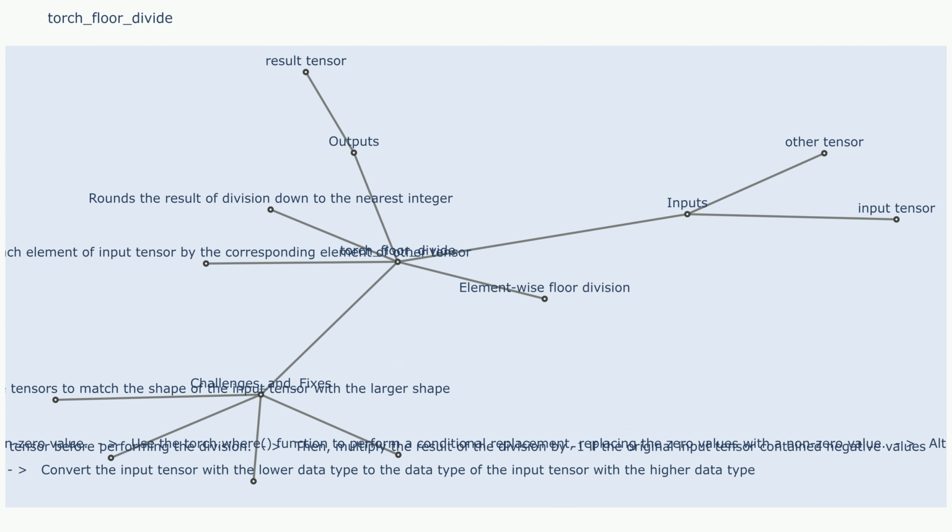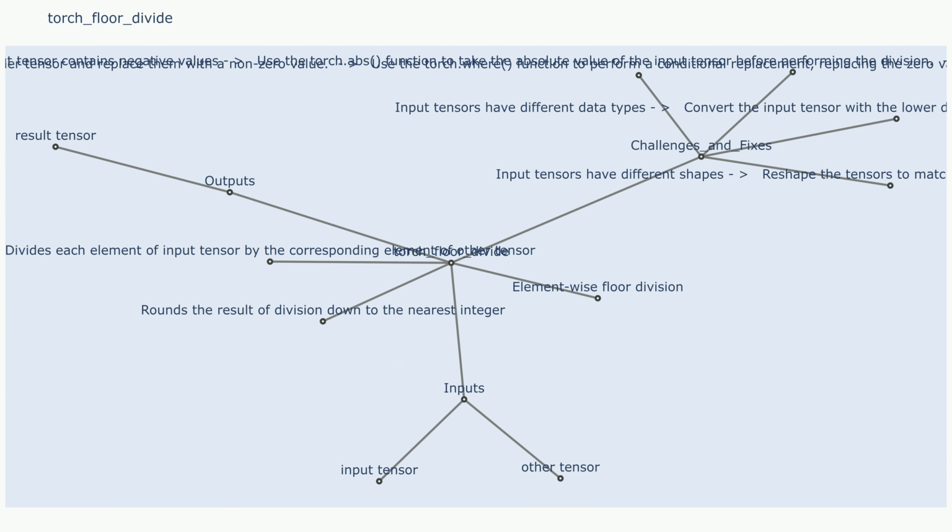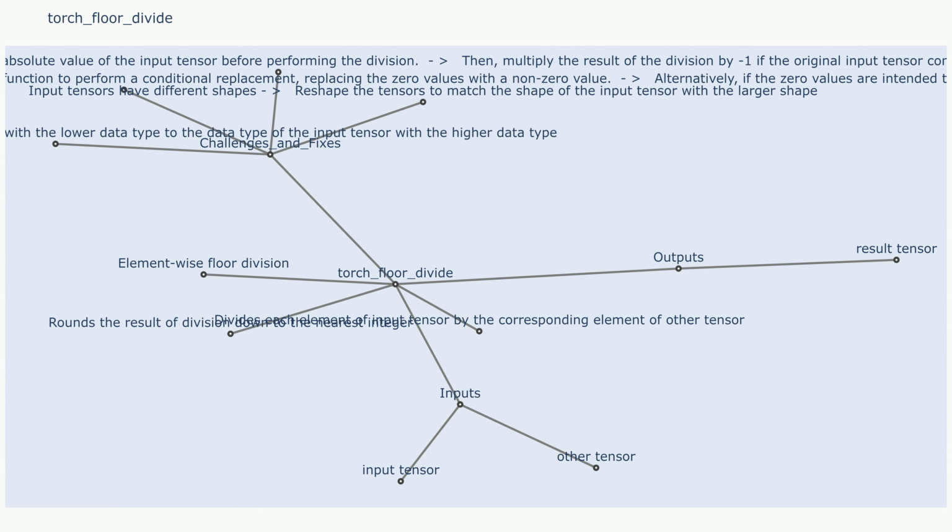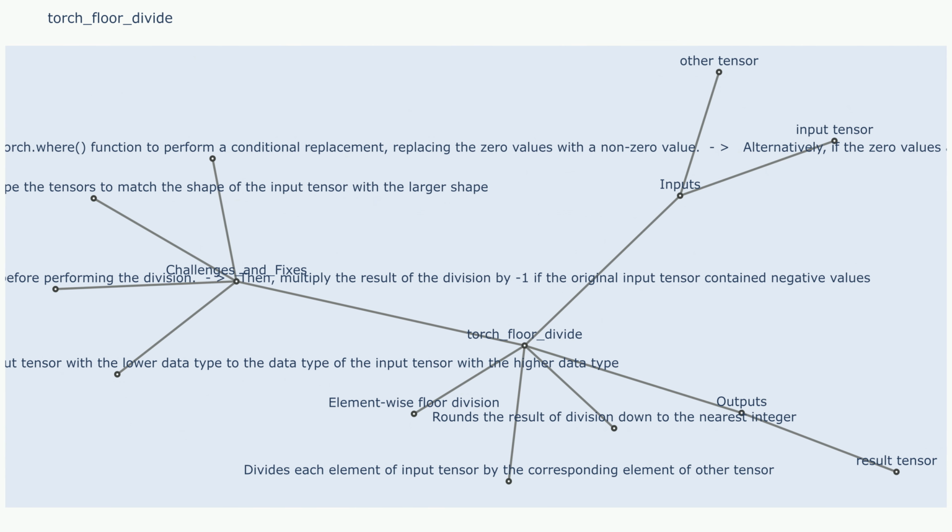Fixes to challenge 1. Avoid dividing by 0. Check for 0 values in the divisor tensor and handle them appropriately. For example, you can replace 0 values with a small number close to 0. Or you can use a conditional statement to skip the division operation for 0 values.